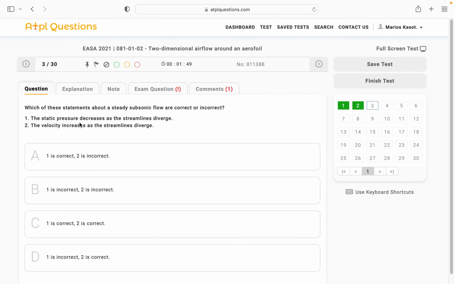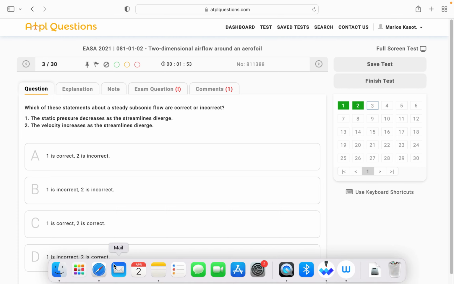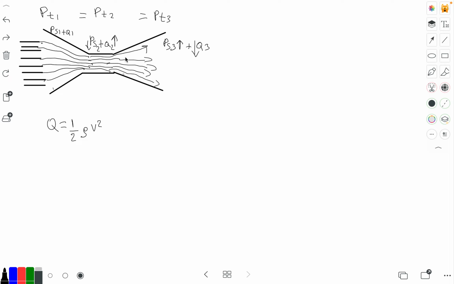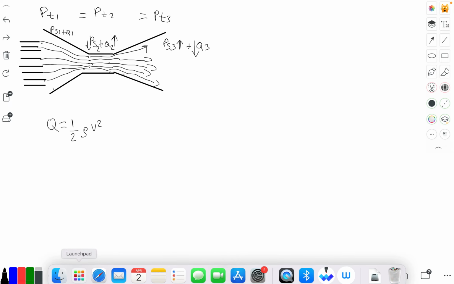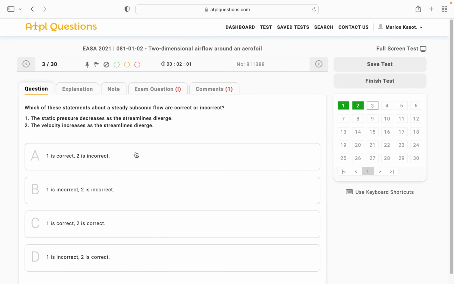So the static pressure decreases as the streamlines diverge. Here the streamlines diverge and the static pressure increases, does not decrease, so this is incorrect. And the velocity increases. No, both of them are incorrect.